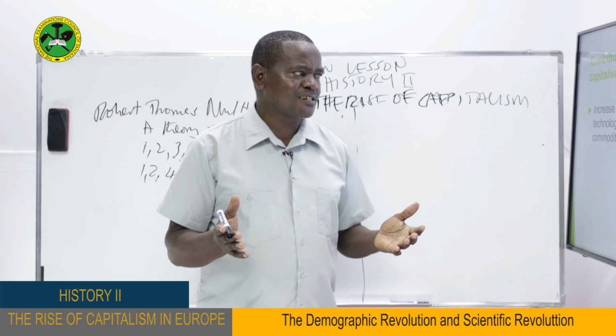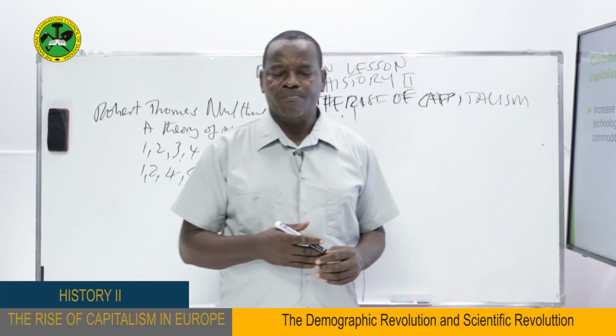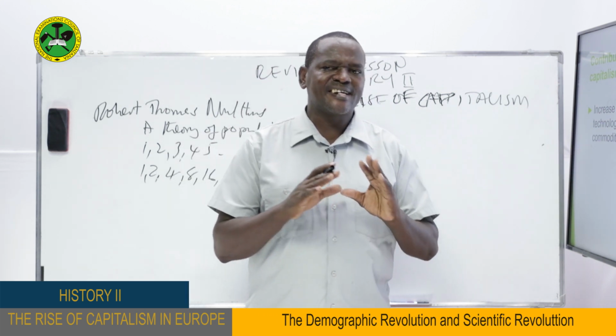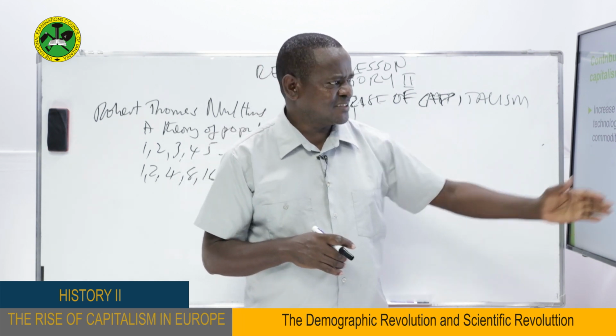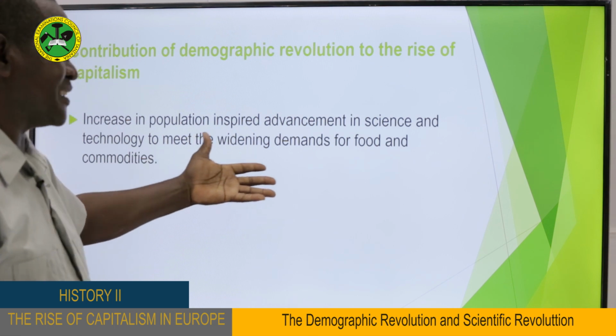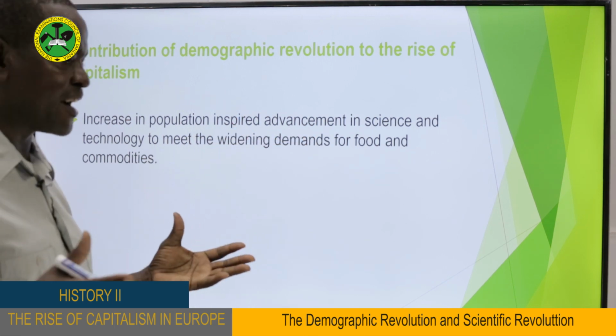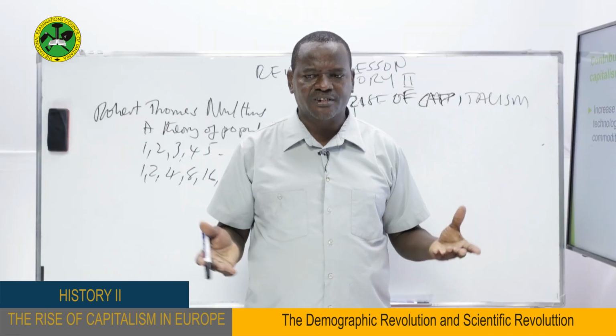But what inspired that to improve? It was the increase in population. So that's why we relate the increase in population with the advancement of science and technology. And the more this science and technology improves, as we have said, there was an Agrarian Revolution, there was the Industrial Revolution, and so on.